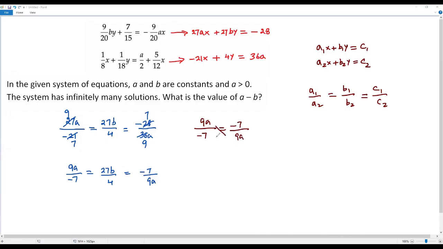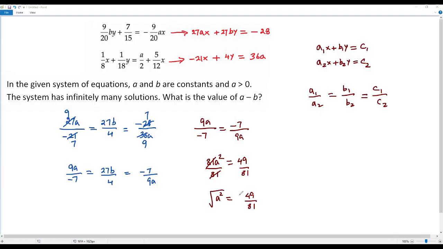Now we can do cross multiplication. That is, this 9a has to be multiplied by this 9a. 9a times 9a is 81a squared. We have to multiply this negative 7 by this negative 7. Negative times negative will become positive. 7 times 7 is 49. Now let me divide both sides of the equation by 81. Then this 81 will cancel out. I am getting a squared equals 49 over 81. Okay, now to get the value of a, we have to get rid of this exponent 2.